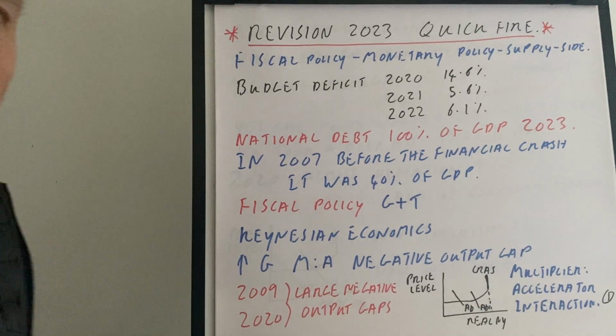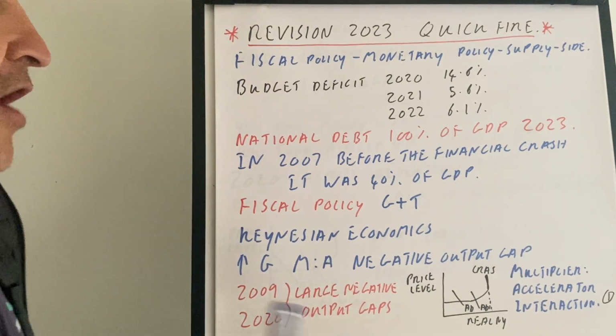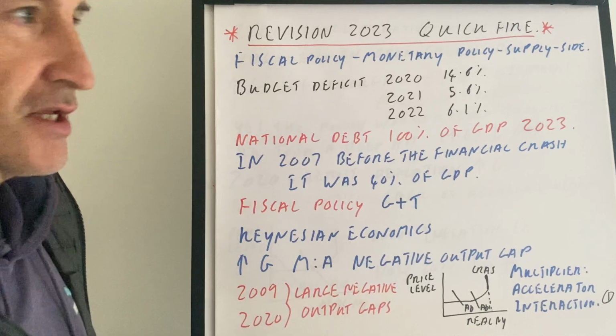Okay, so this is Revision 2023 Economics Quickfire. Right, so we start off here and we do fiscal policy, monetary policy, supply side policy.